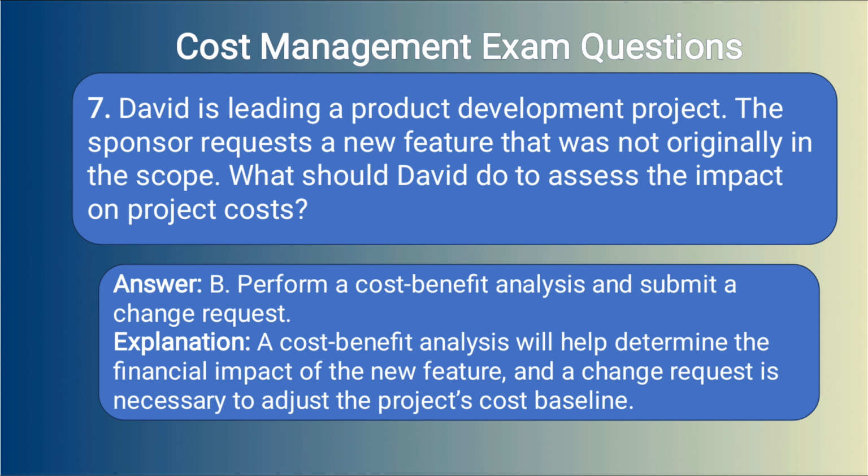Answer. B. Perform a cost-benefit analysis and submit a change request. Explanation. A cost-benefit analysis will help determine the financial impact of the new feature, and a change request is necessary to adjust the project's cost baseline.